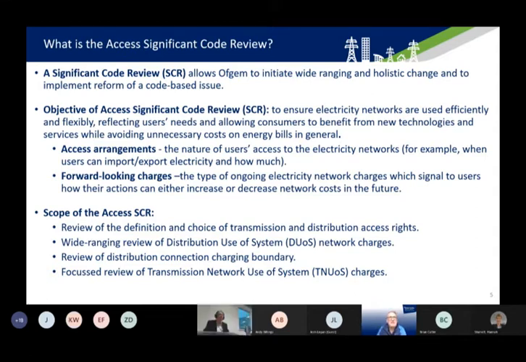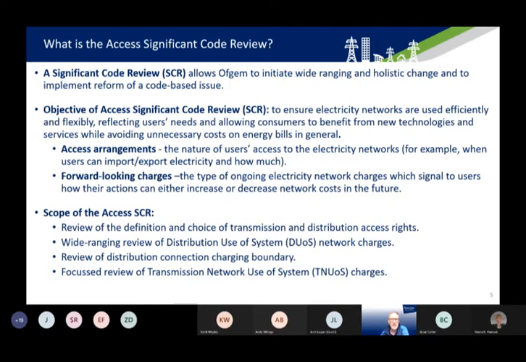Basically, a significant code review is a mechanism Ofgem has to take a holistic view and review changes to codes that form a lot of our industry practice. The particular one we'll talk about today is known as the Access Significant Code Review, and that's looking at access arrangements and forward-looking charges. I'll explain in a minute how that's changed, and actually it's effectively been split in two.